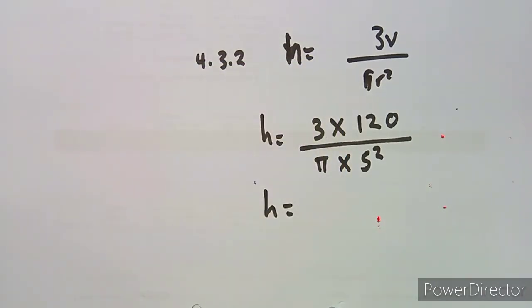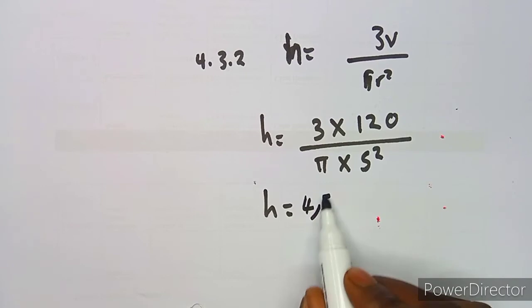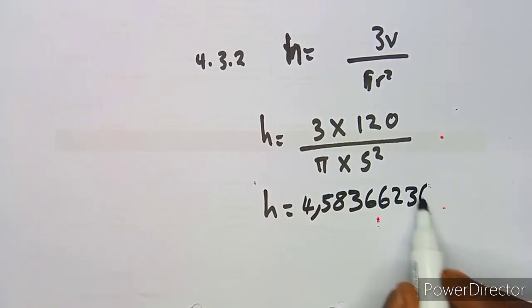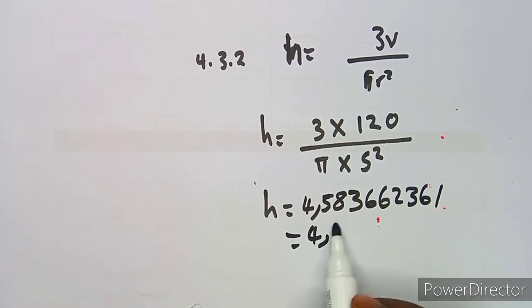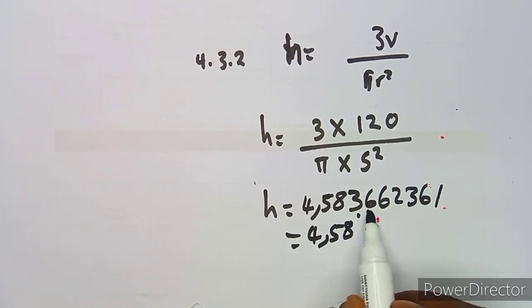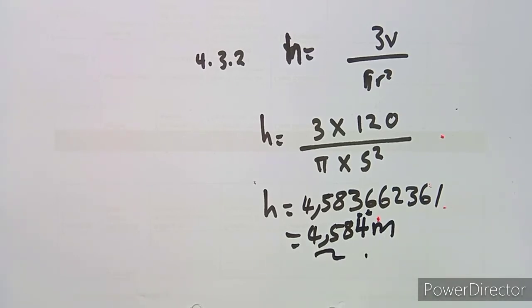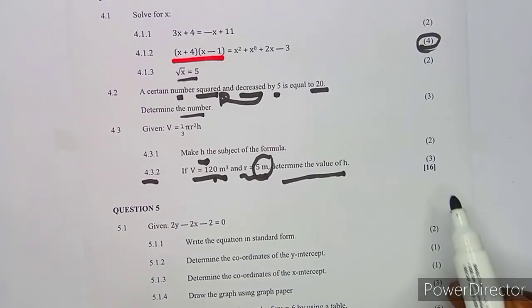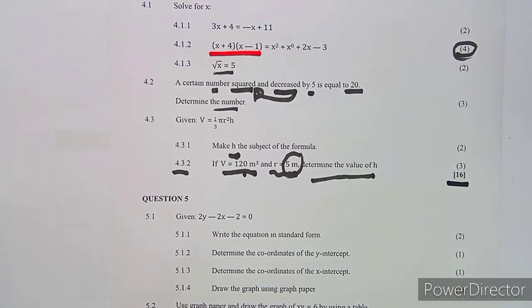So that is what we are going to obtain in this case, which is 4.58366 and so on, which is going to be 4.58 to 3 decimal places rounded off. And this will be in meters, since the other units were in meters, this one is going to be in meters, which is the height there. So that's what we had, guys, on question 4, which is a total of 16 marks.